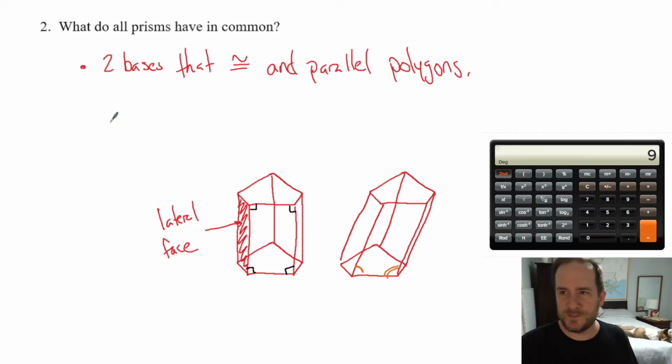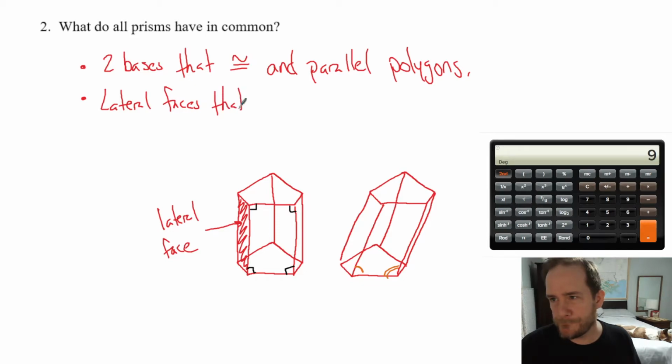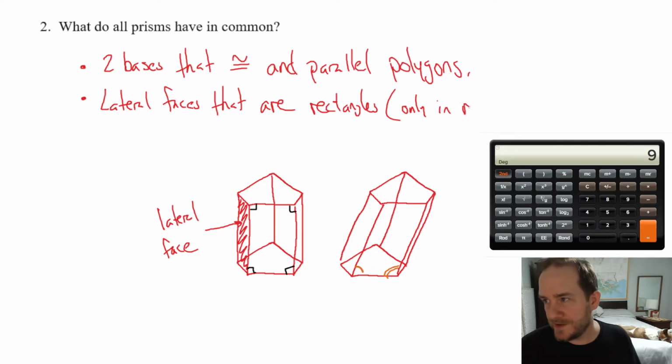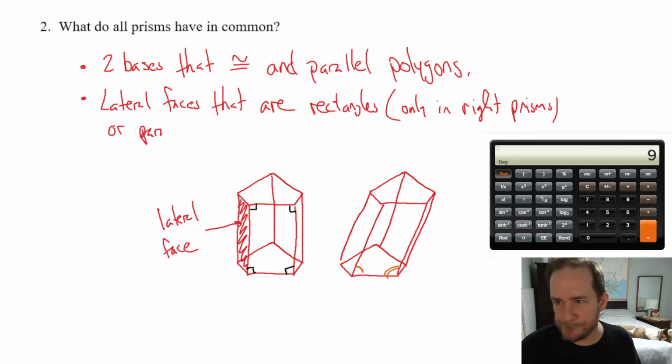So when it says what do all prisms have in common, you might mention that in addition to having two bases that are congruent and parallel polygons, they also have lateral faces that are rectangles. But that's only in right prisms. Or parallelograms. In oblique prisms.